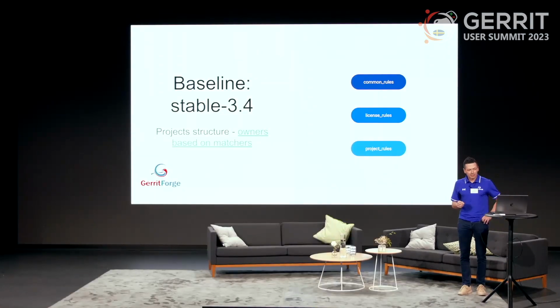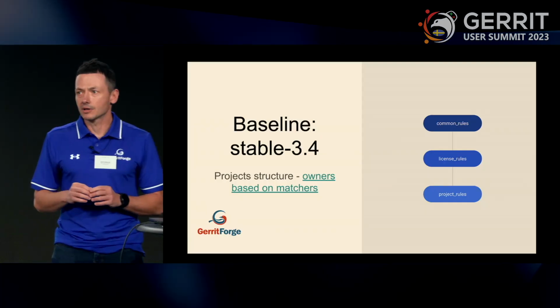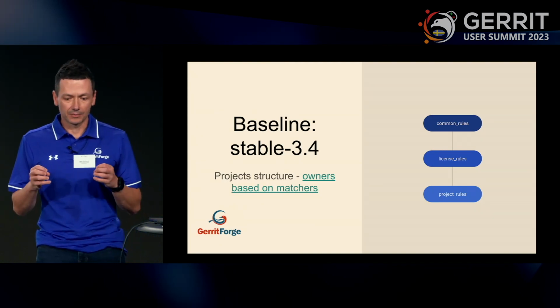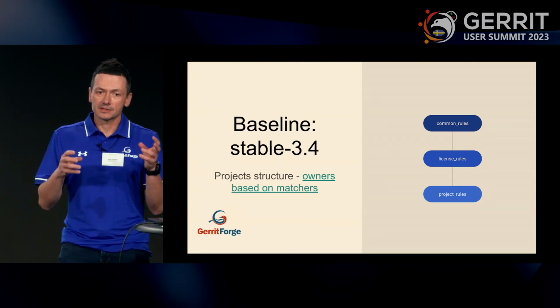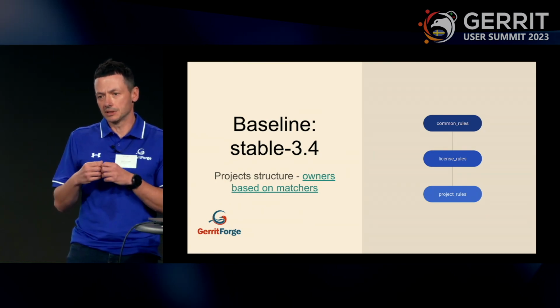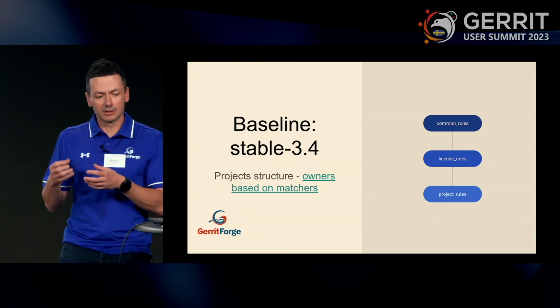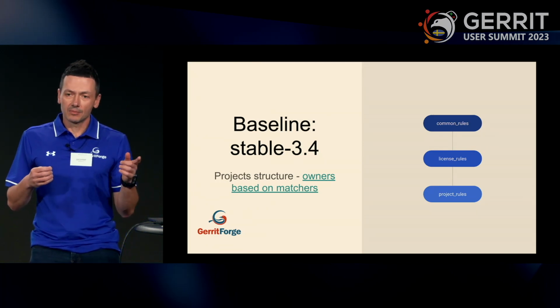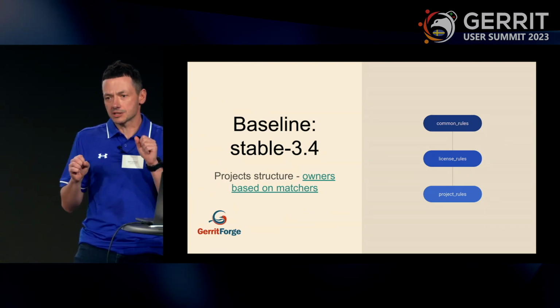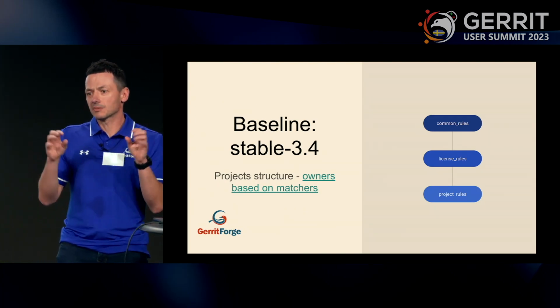And I will take the example which is mentioned in the Prolog examples of the owners plugin, which is about specific files that require specific owners to vote for them in order to be changed, to be submittable. And it is not uncommon in many organizations that you will have multiple levels of configuration, so that you will have common rules that apply to all, then you will have license rules that apply to some of your projects, and then you will have project-specific rules.